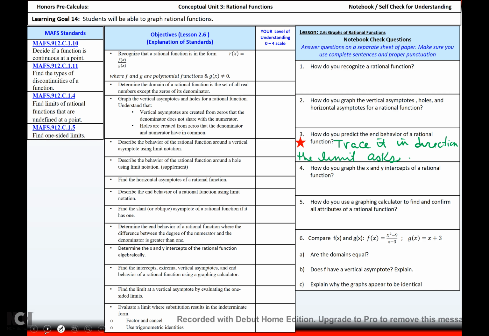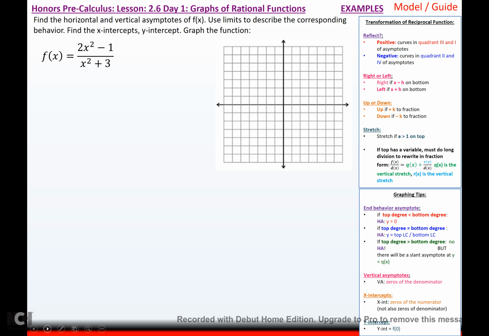Alright, so it says more practice here. We're going to find the horizontal and vertical asymptotes. We're going to use limits to describe the behavior, x-intercepts, y-intercepts, and graph the function. Alright, so first of all, we have to figure out the vertical and horizontal asymptotes. So, I'm going to cover here. I don't know how you want to start this.